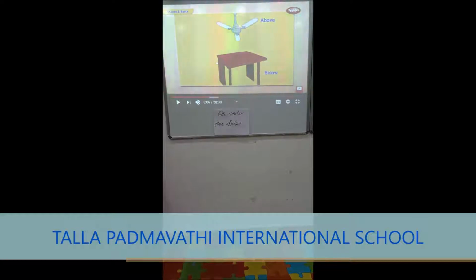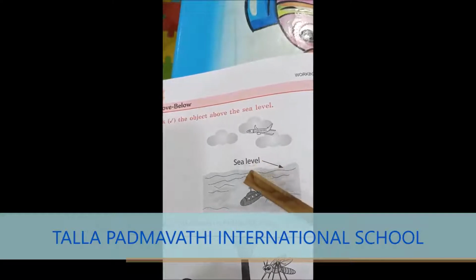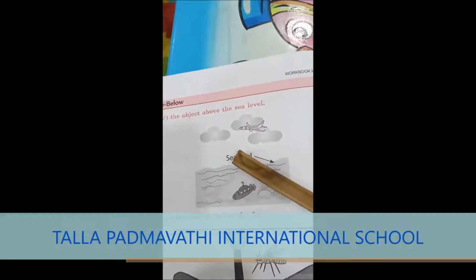So children, our next topic is on, under, above, below. Here you can see a picture which is showing the fan is above the table, whereas the table is below the fan. Here in this picture, you can see that the airplane is above the sea level, whereas the ship is below the sea level.